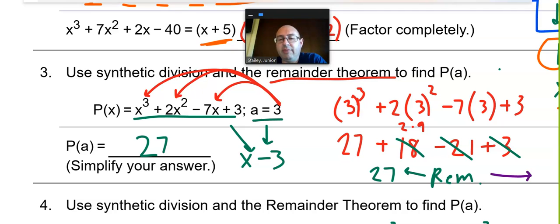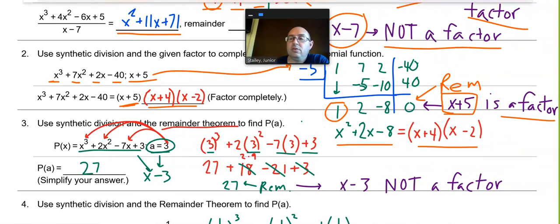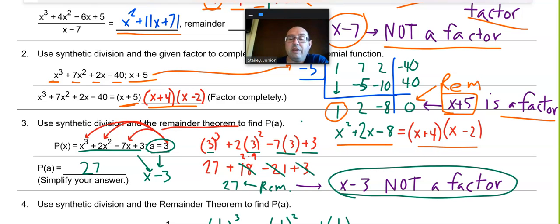You can get the remainder using the remainder theorem by taking the 0 that comes from the factor and plugging it into the numerator, so to speak. So that would be 3 cubed plus 2 times 3 squared minus 7 times 3 plus 3. And when I did all that out, I got 27. What does that tell me? That tells me that x minus 3 is not a factor, right? Because we didn't get 0.